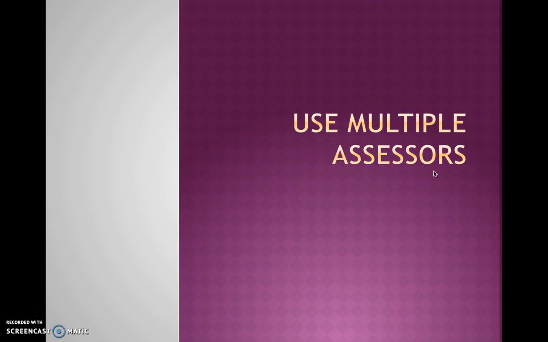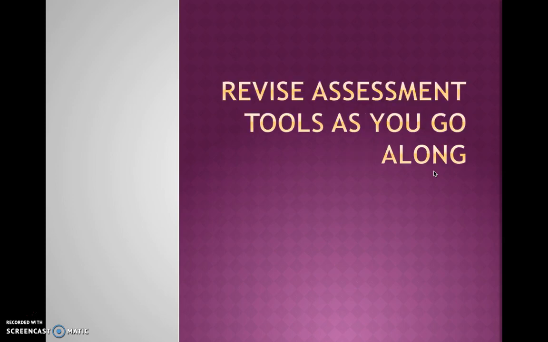And another tip is to use multiple assessors. Assessors are people. So multiple meaning that you can have more than one person maybe assess a project. Maybe you could assess it, but also you could have other groups in the class assess student projects or other people who the project might relate to. And then revise assessment tools as you go along.